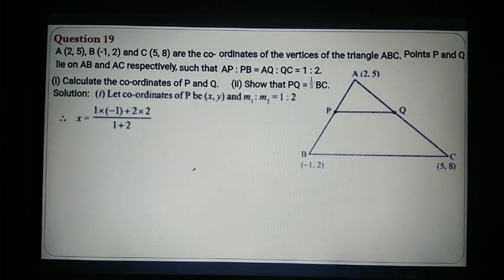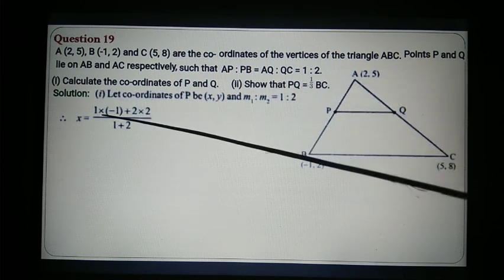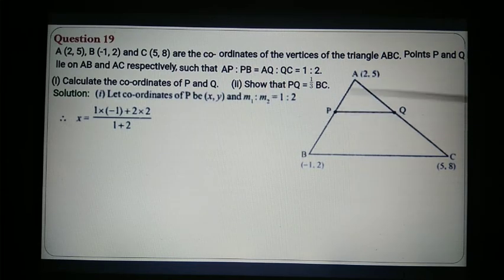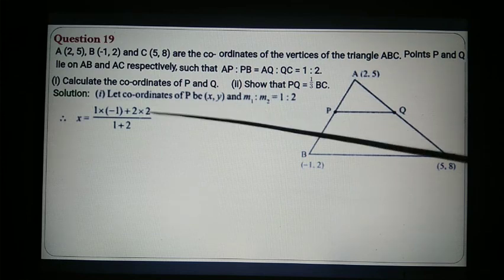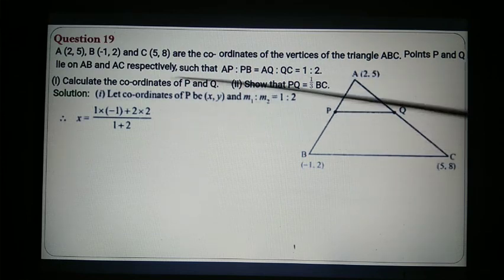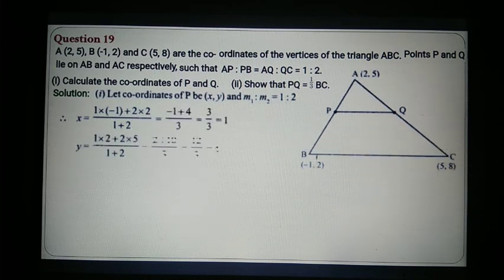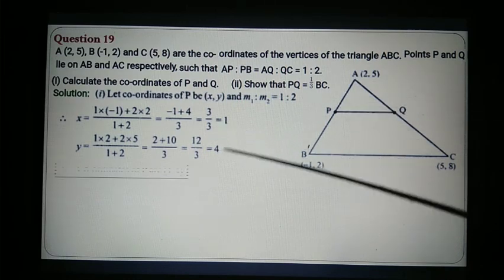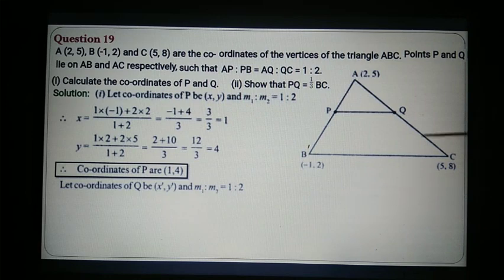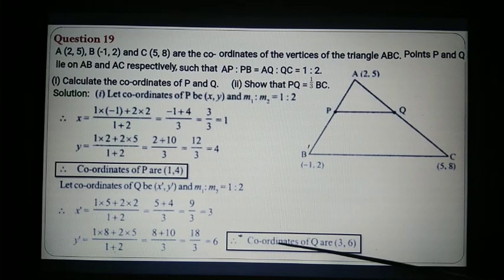So we have x, that is the coordinate of this. The abscissa will be given by this one, M1 into x2, right? M1, that is 1, into x2, which is -1, plus M2, that is 2, into x1, divided by M1 plus M2, which turns out to be 1. Similarly, you get y to be 4. So we got the coordinate of P to be 1, 4. Similarly, you will find the coordinate of Q, which turns out to be 3, 6.